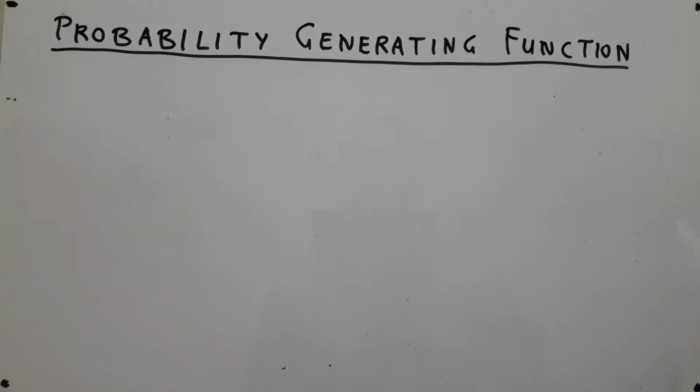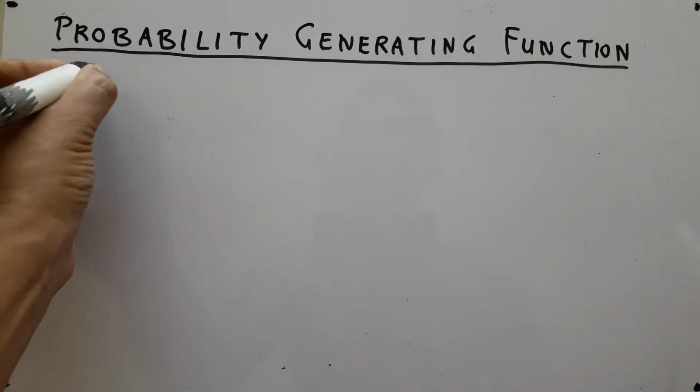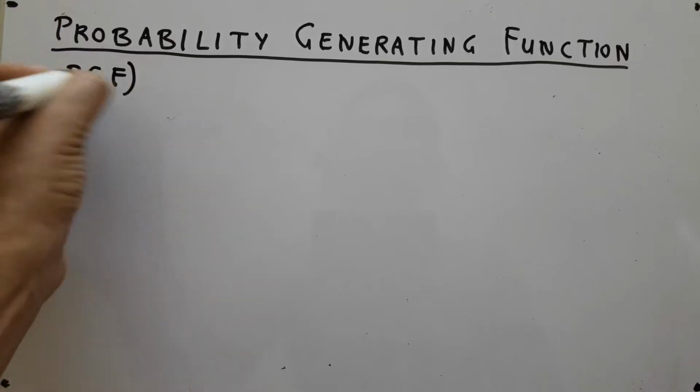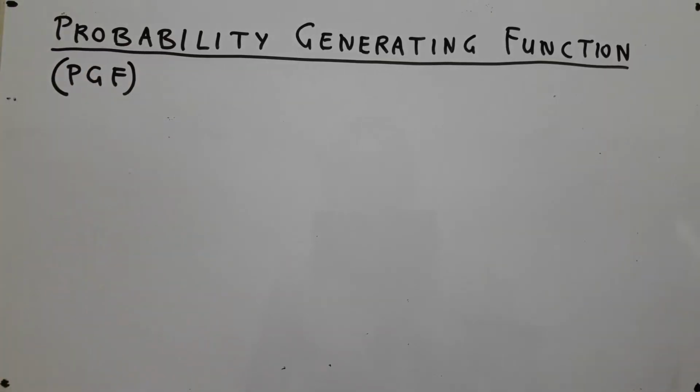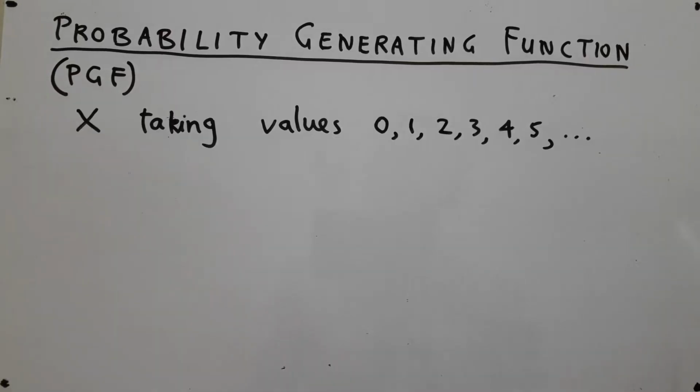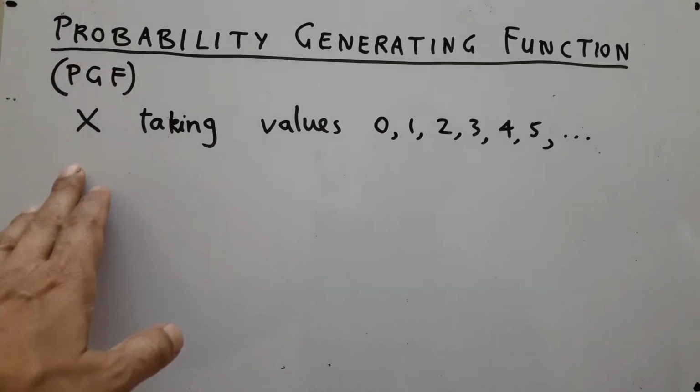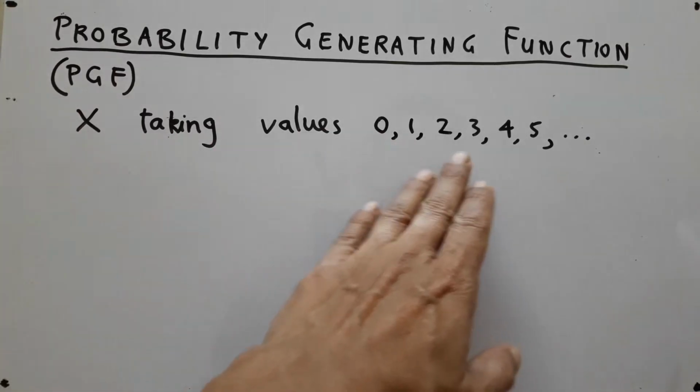In this video, we shall talk about a concept called probability generating function, which is generally abbreviated to PGF. It is a tool to deal with distributions of random variables. Not of any random variables, but only of random variables taking non-negative integer values. So the probability generating function is meaningful only for a random variable taking values 0, 1, 2, 3, 4, etc.